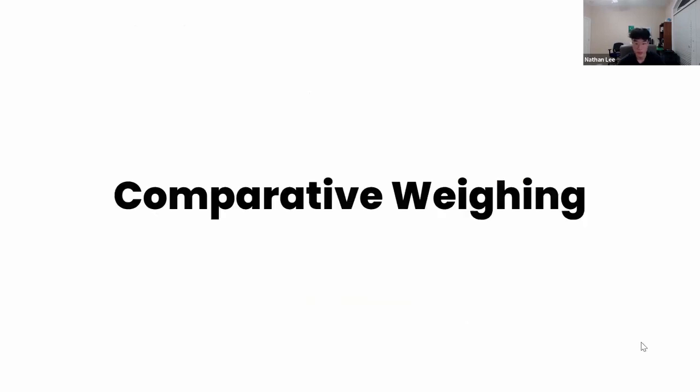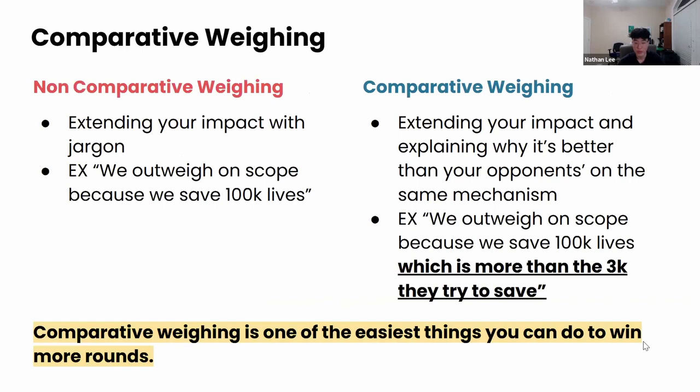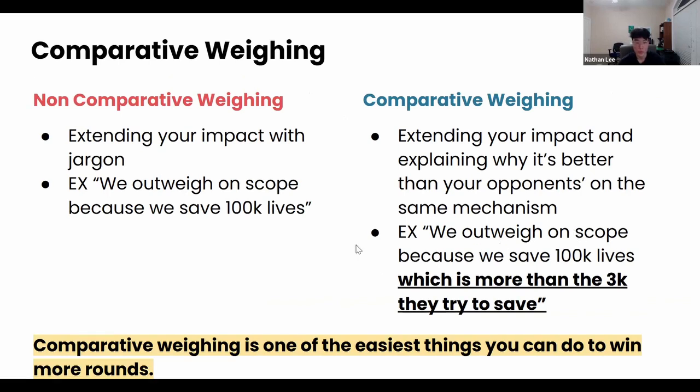All right. Then what I've been harking about this entire lecture, which is comparative weighing. Comparative weighing is probably the single most important thing that you can do in traditional substance and trad debates that can win you the round very easily. So here's what most teams do when they do non-comparative weighing. You just extend your impact and say, oh, we outweigh on scope. If you save X number of lives, we outweigh on magnitude because we're saving X impact. But you're not actually explaining to the judge why this matters more.